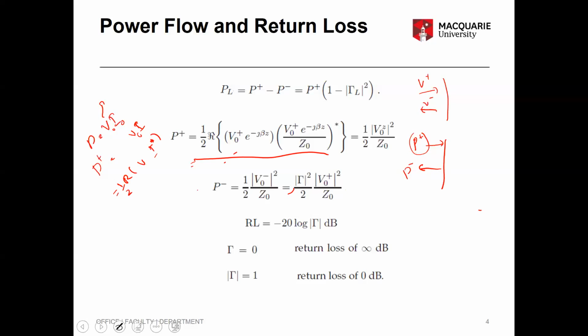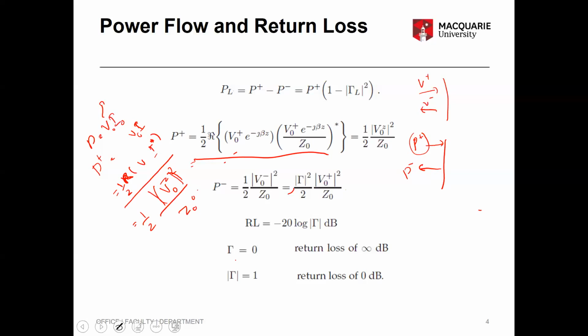Now we don't want to derive this. The derivation is not something that you need to remember, but you do have to remember the result. P plus is, in terms of voltages, half the maximum voltage squared, V naught plus squared, divided by Z naught. And that's the magnitude of it.